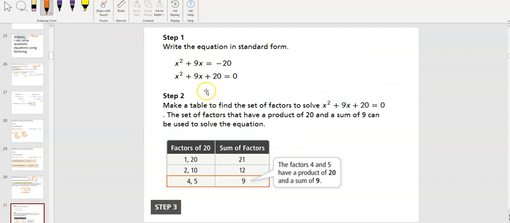So here's our quadratic equation. That was step 1, write the equation in standard form. Step 2, make a table to find the set of factors to solve.